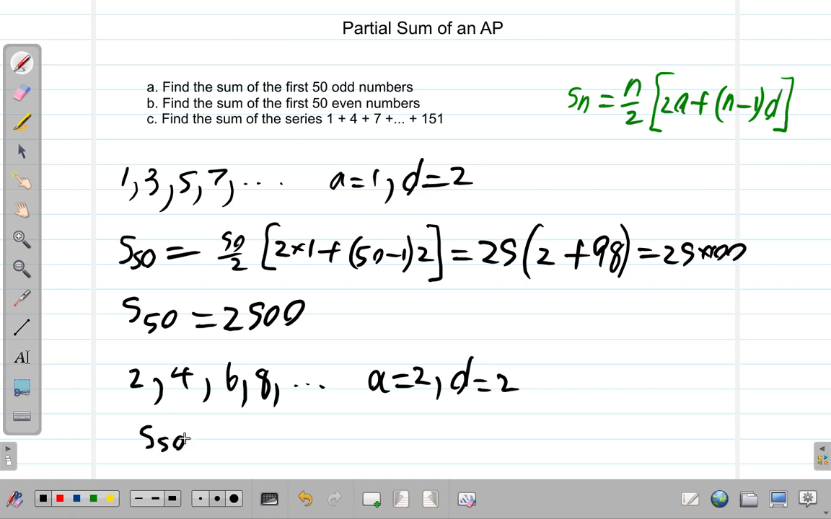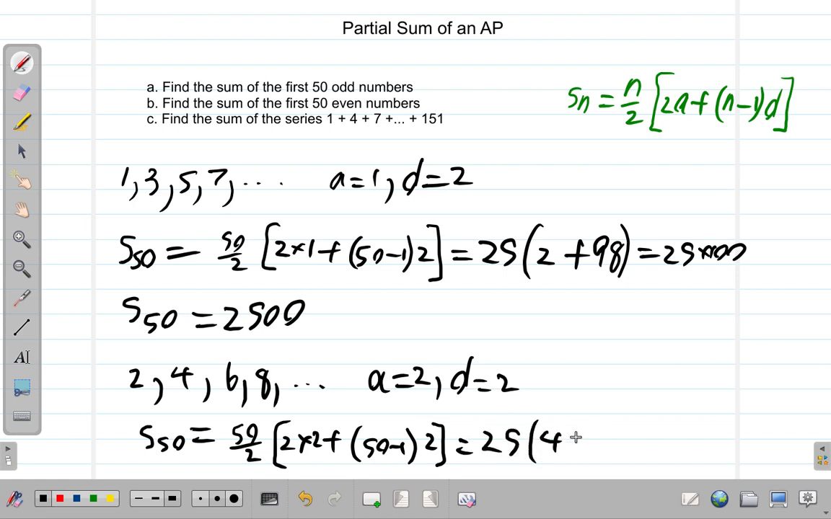So the sum of the first 50 even numbers would be 50 divided by 2 times 2 times 2 plus 50 minus 1 d, where d is 2. So you have 25 times 2 times 2 is 4, plus 49 times 2 is 98. So you have 25 times 98 plus 4, which is going to be 102.